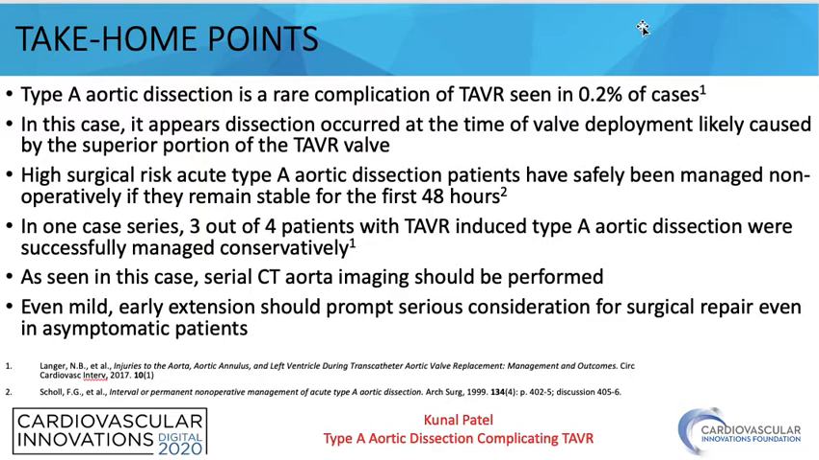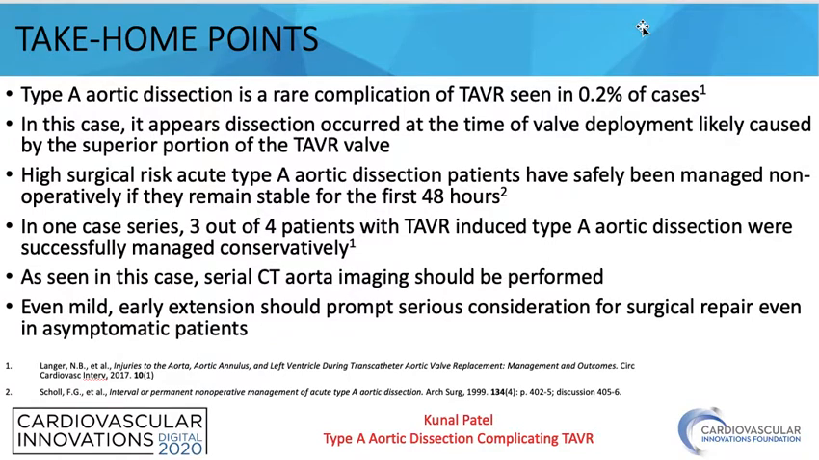This unfortunate case provided several important learning points for our team. Type A aortic dissections are a rare complication after TAVR and occur in well below 1% of cases. In our case, the dissection appears to have occurred at the time of valve deployment, likely caused by injury to the aorta by the superior portion of the valve. Others have described injury to the ascending aorta during the nose cone advancement of the valve as it traverses the arch and aortic root, as well as dissection caused by injury to the aorta during withdrawal of the pusher during positioning.